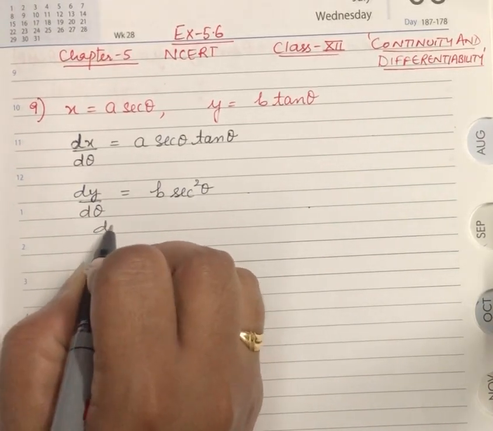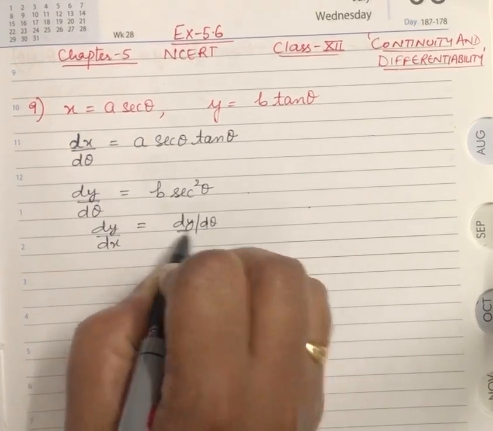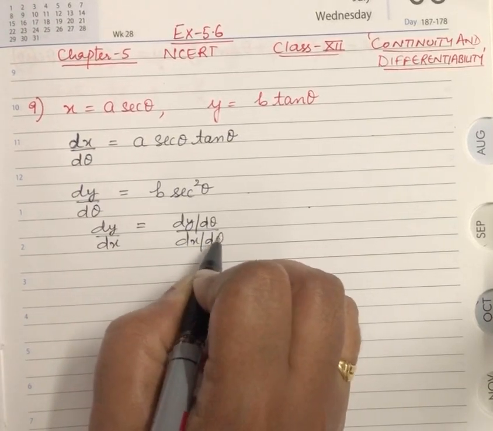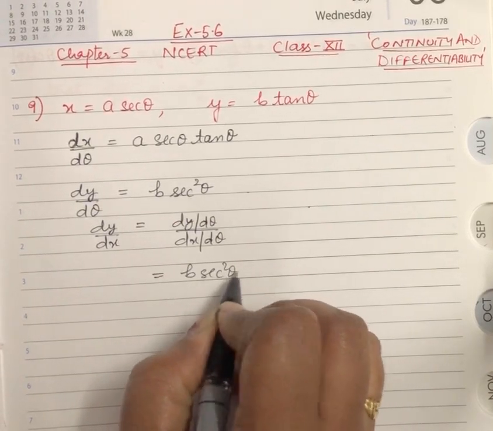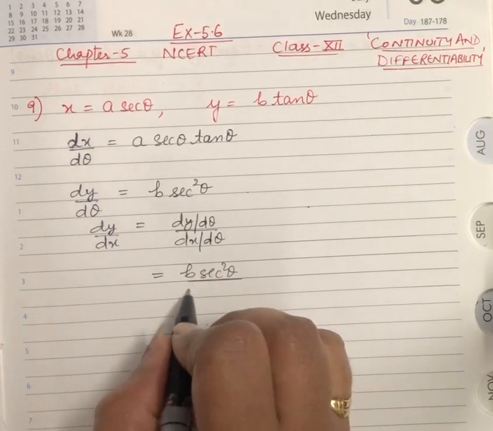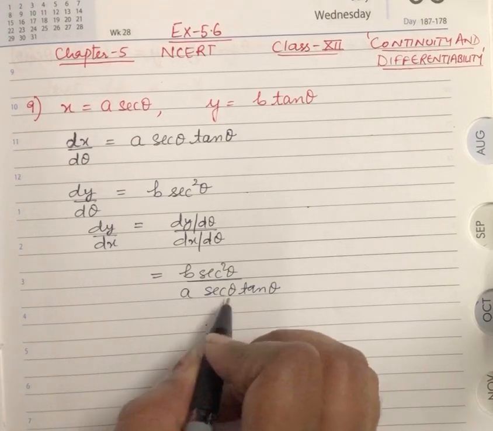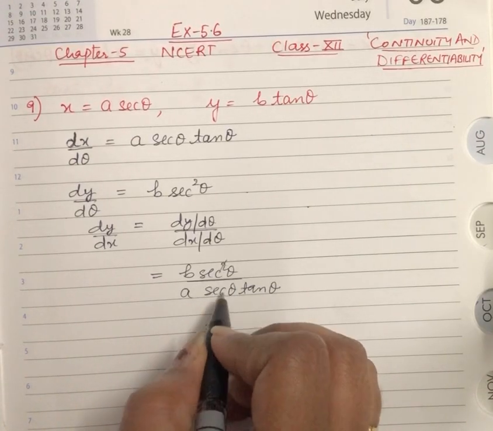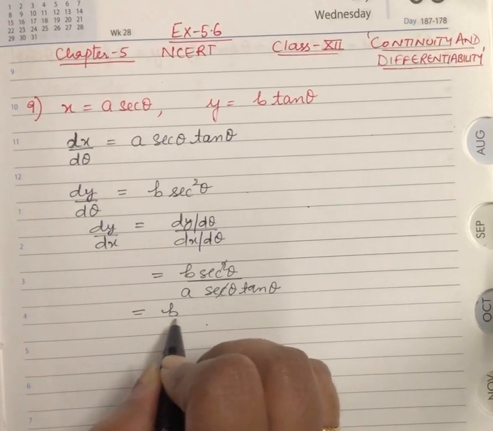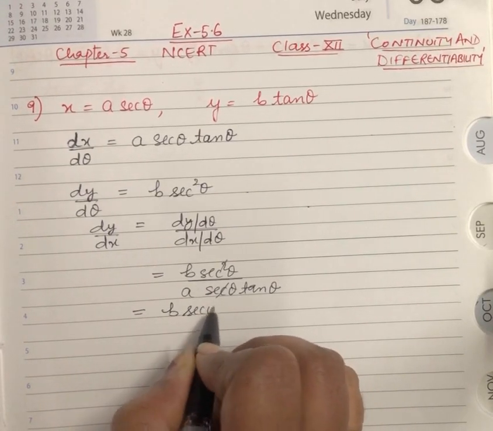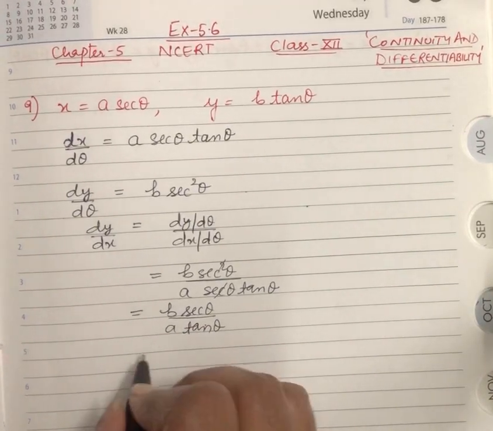So dy by dx can be written as dy by d theta upon dx by d theta. So dividing dy by d theta, that is b secant square theta, by dx by d theta, which is a secant theta tan theta, secant to the power 1 cancels out and we are left with b secant theta upon a tan theta, which can further be simplified.